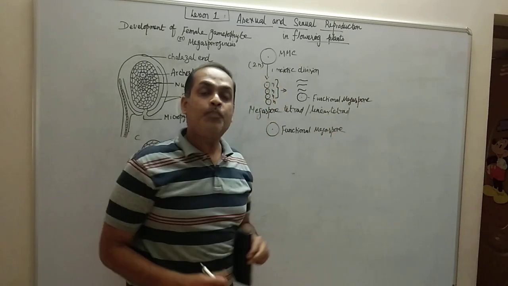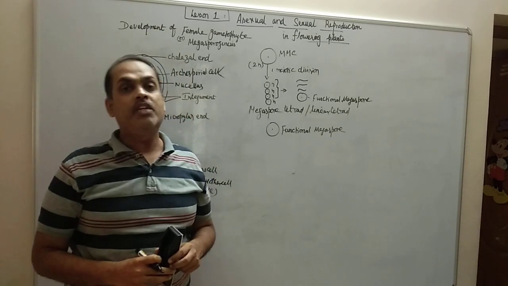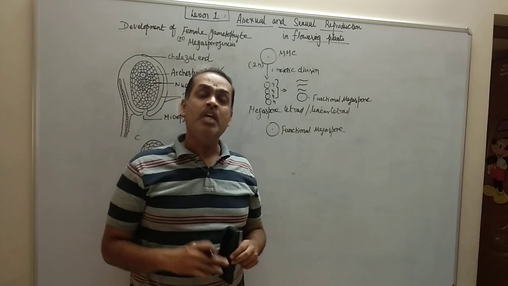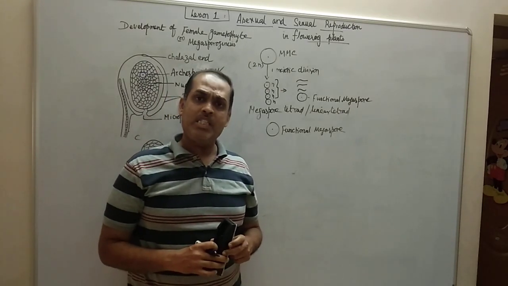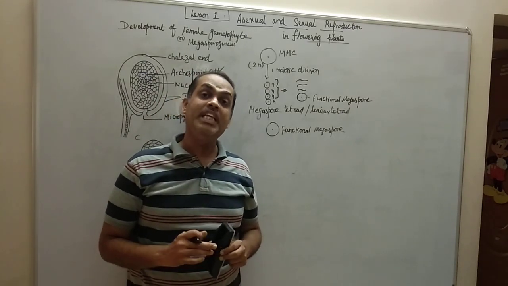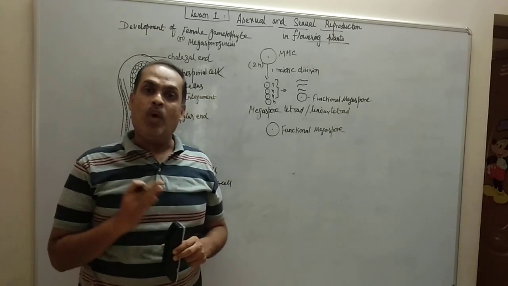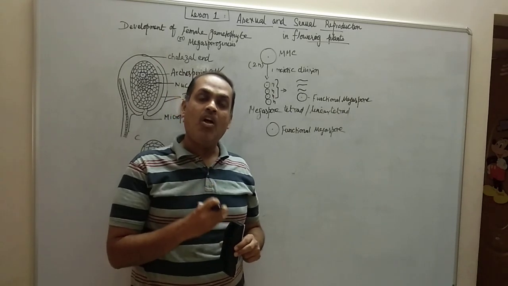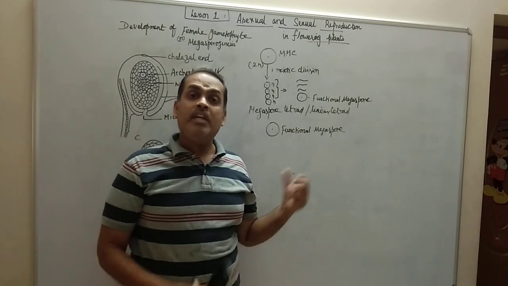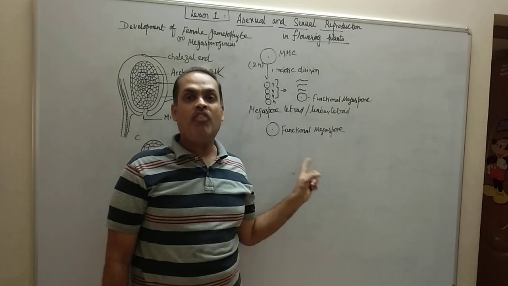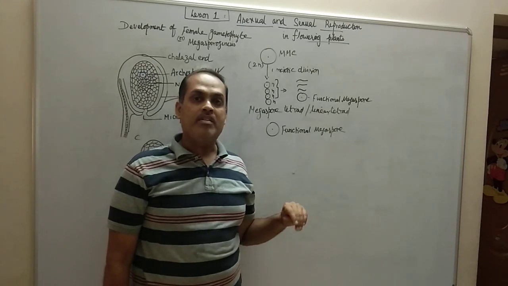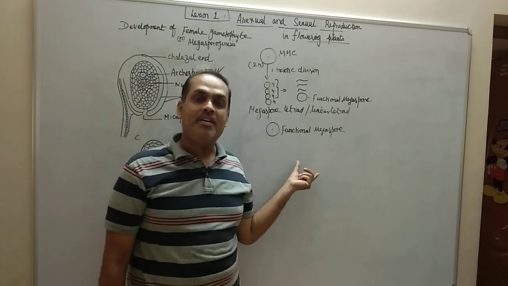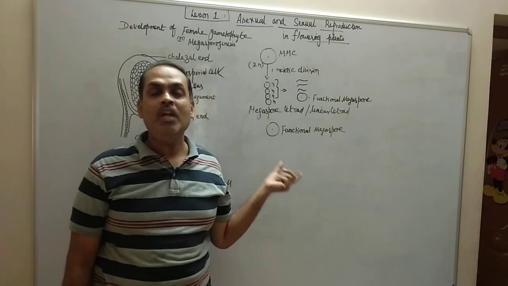This functional megaspore will undergo mitotic division. How many mitotic divisions? It will undergo 3 mitotic divisions. Here one thing you have to understand: as we know, mitosis is otherwise called equational division. That means one cell will divide into 2, and moreover the nucleus of that cell also will divide into 2. But here only karyokinesis will be followed and not cytokinesis. Cytokinesis will be followed a little later. In the beginning, only karyokinesis, that is division of the nucleus alone, will take place.